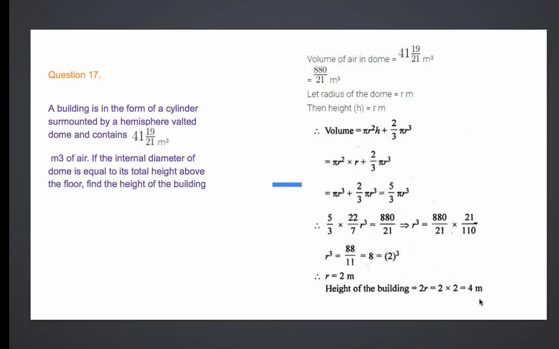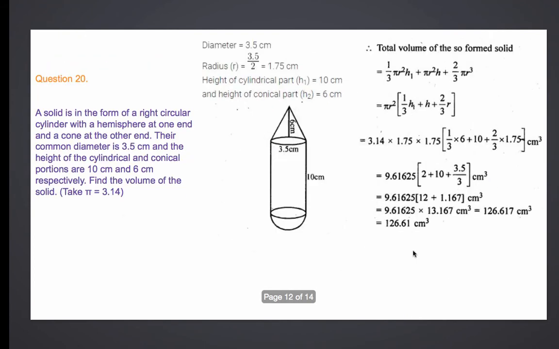Ask the doubt if any from question number 17, students. Anyone having any doubt? No, ma'am. No, ma'am. No, ma'am. Fine, then let's move to the next question, number 20.